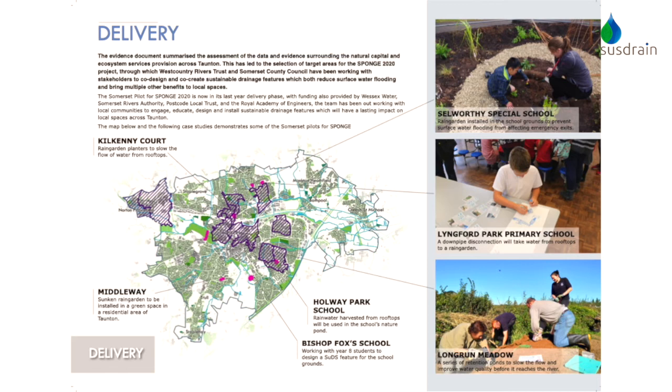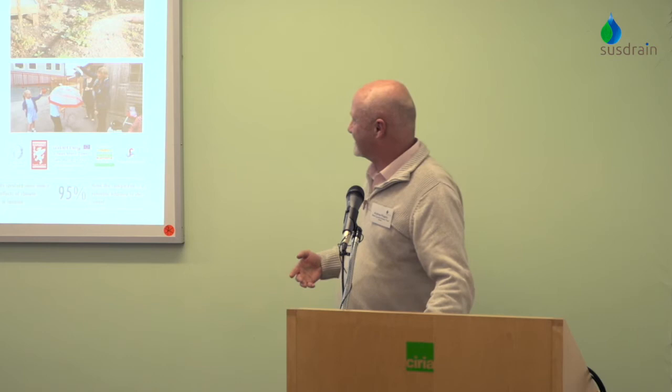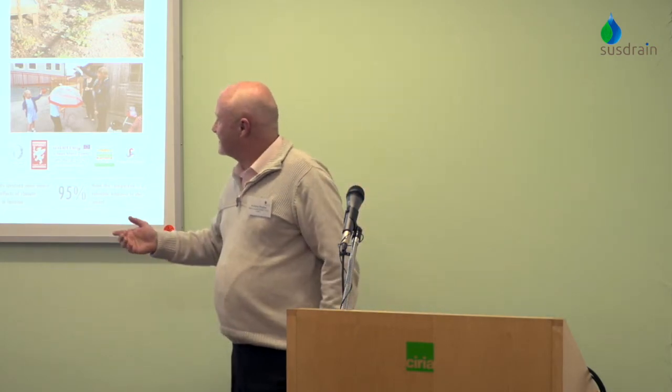So Kilkenny Court is a very large old people's complex. Middleway is a social housing area, again with some more elderly people in it, and a number of school type work. So I'll give you some nice pictures now, and not as eloquent as Charlene, but sort of let you know the sort of thing we did.